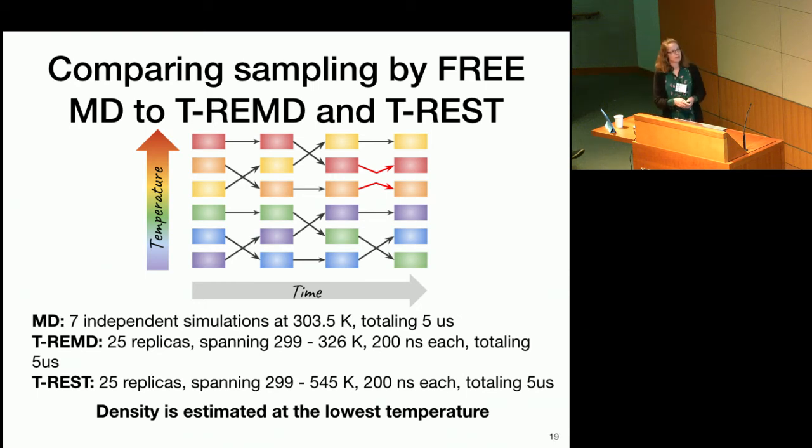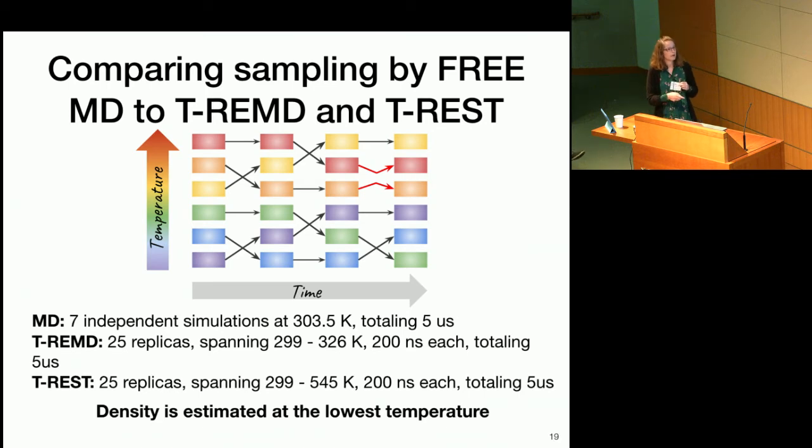And basically what we did is we compared what was comparable. So we generated 5 microseconds worth of data for each of these methods. For MD, it was 7 independent simulations, but for temperature-replica exchange, since we have 25 replicas at different temperatures, each replica is going to be 200 nanoseconds, so the whole computational cost is the same, but the length of the trajectory is much smaller.